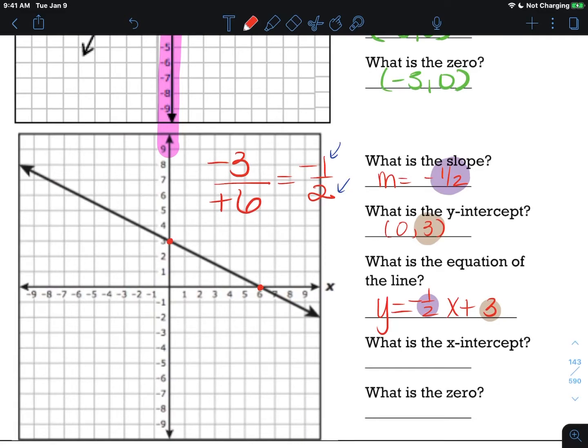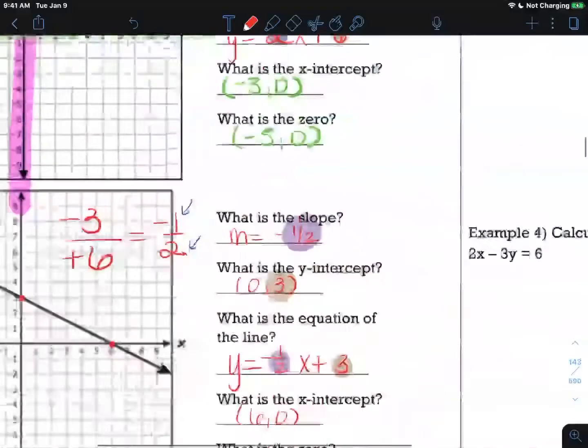What's the x-intercept? It looks like it's touching at 6, 0. What is a zero? Also 6, 0. Remembering they can also just ask us what is a zero, and you would say 6. So just as a side note, I want you guys just to remember that all slope is telling us is how much are we going up and down, how much are we going right and left. Don't make it more complicated than it needs to be, okay?